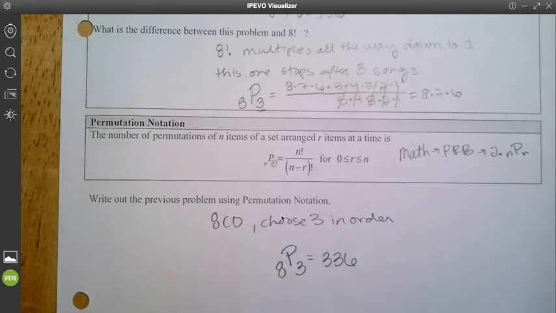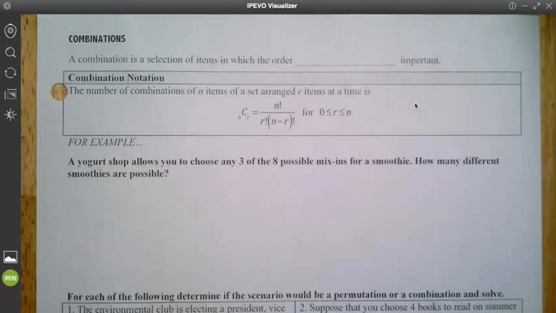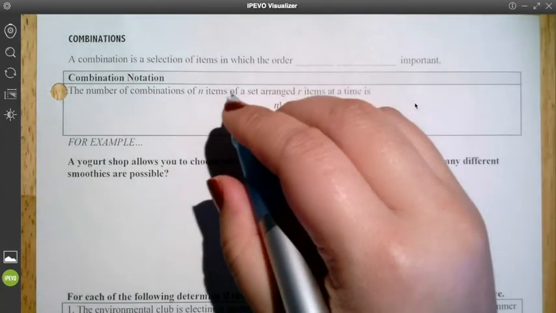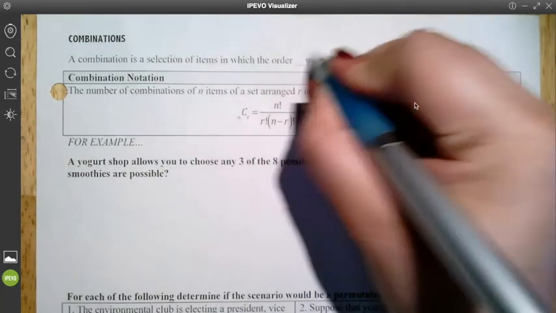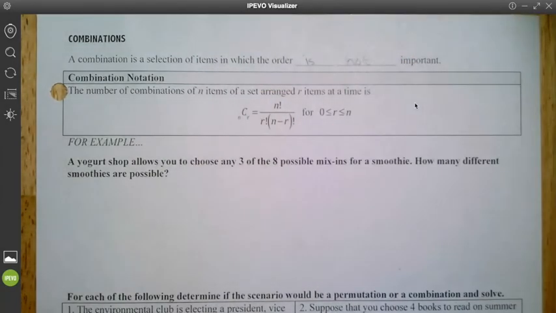Let's take a look at the next page. When we were looking at the last examples, I kept reiterating that the order mattered. What if the order doesn't matter? If the order doesn't matter, then it's called a combination. A combination is a selection of items in which the order is not important. An example is if I'm making a committee of 3 people, then it doesn't matter if you were the first on the committee or the third on the committee, you are on the committee.